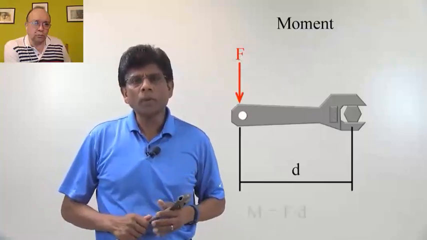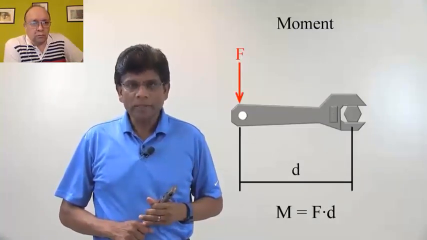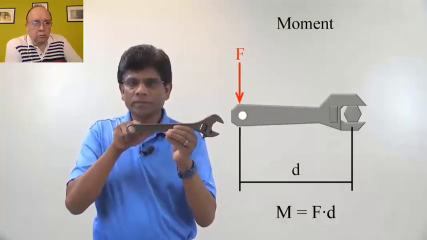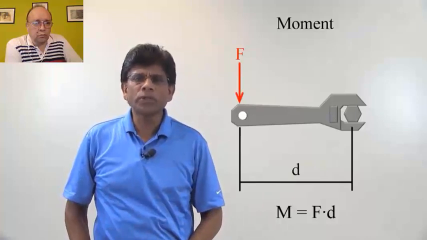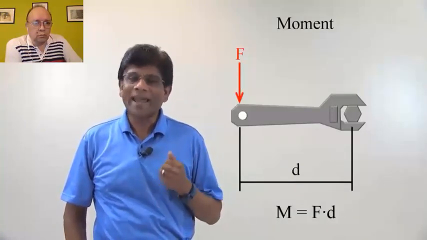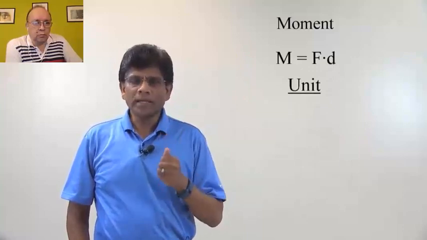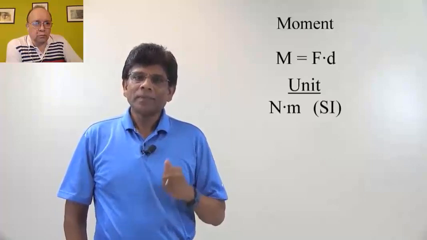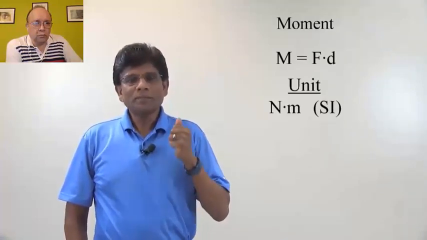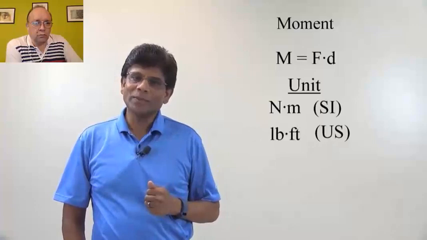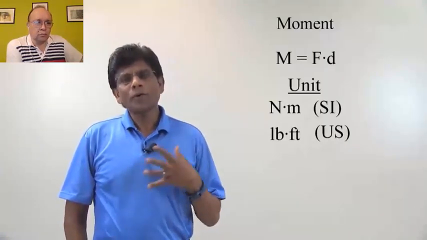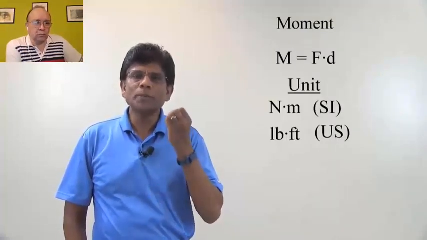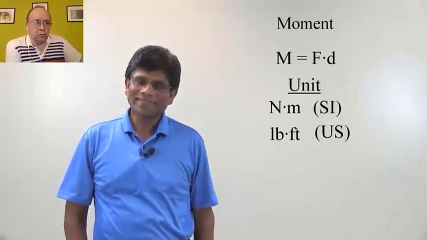The magnitude of the moment is equal to force times the perpendicular distance from the line of action of the force to the center of the rotation. Hence, the unit for moment is going to involve the unit for force and distance. Unit for moment is Newton meter in SI system. Unit for moment is pound foot in US customary system. What we are going to do now is learn how to calculate the moment of a force in two-dimensional plane with some examples.